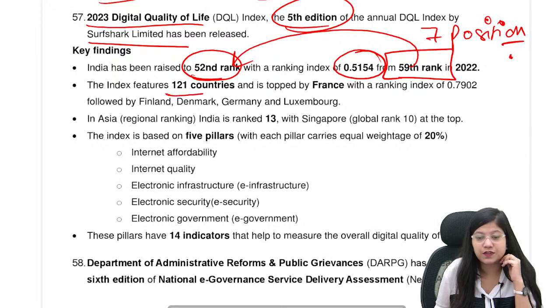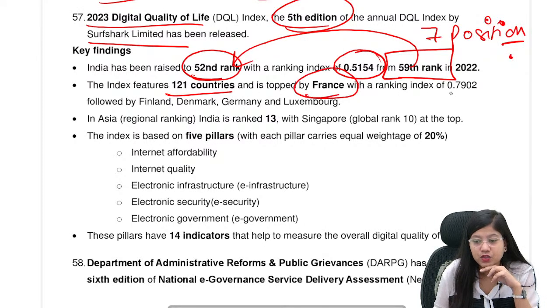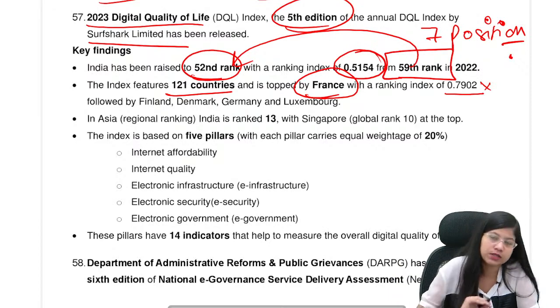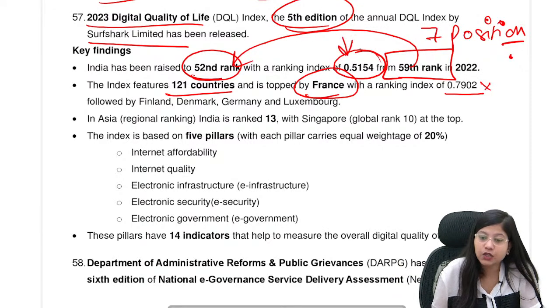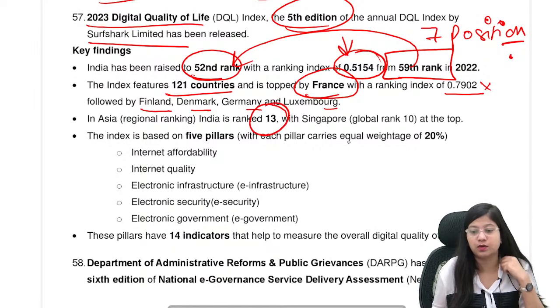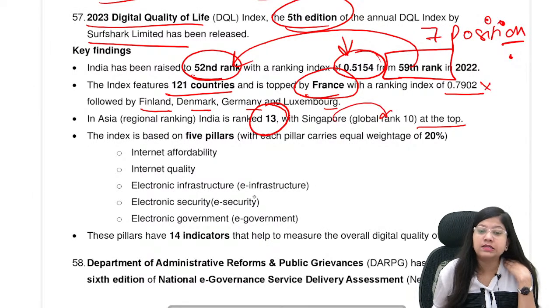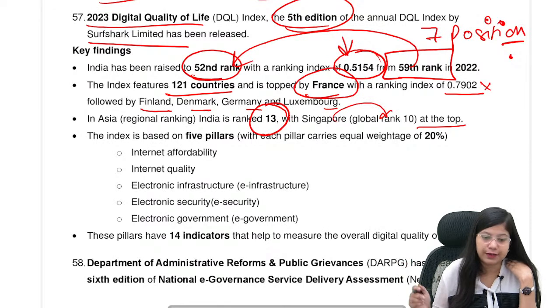Then the index features 121 countries and is topped by France with a ranking score of 0.7902. Okay, even if you don't remember this score, remembering 0.79 will be enough. But for India, you have to remember the exact score. So France is followed by Finland, Denmark, Germany, Luxembourg. In Asia, India is ranked at the 13th position with Singapore at the top, and Singapore's global rank is 10th in digital quality of life.